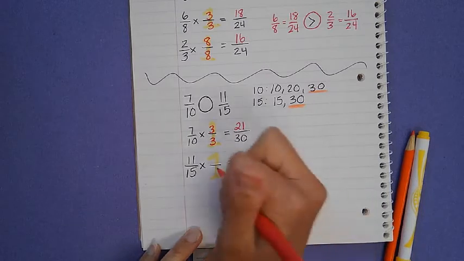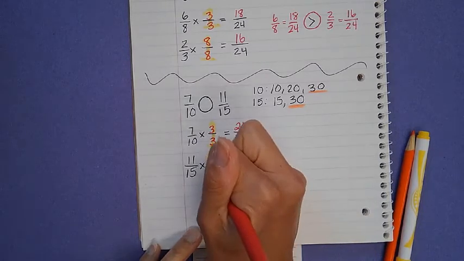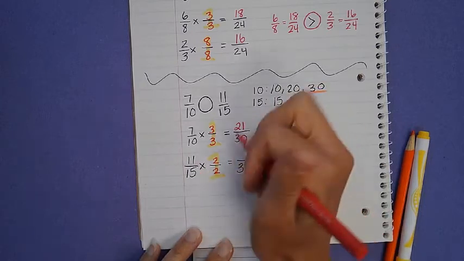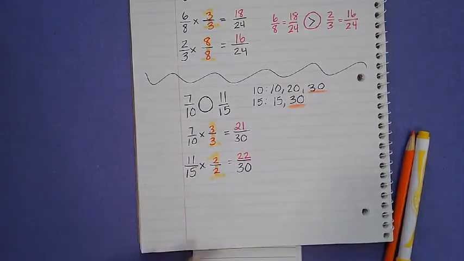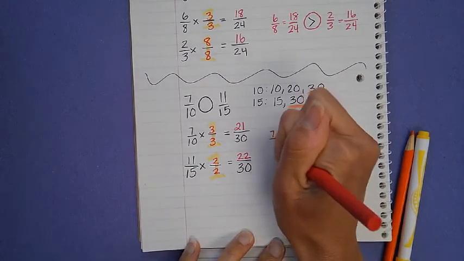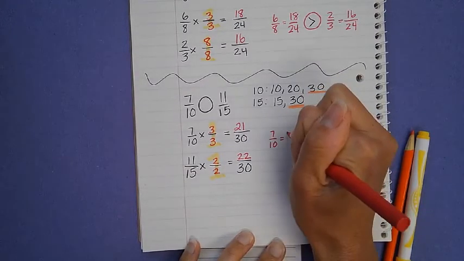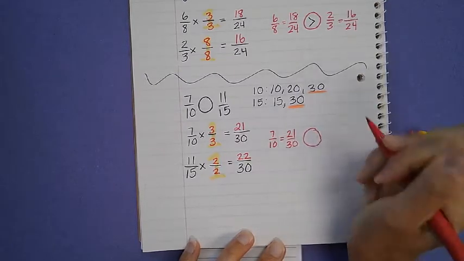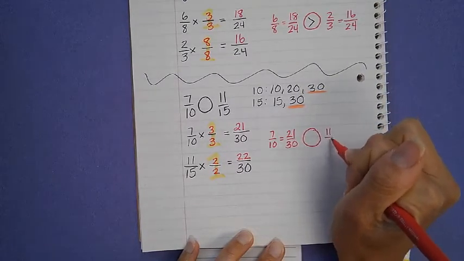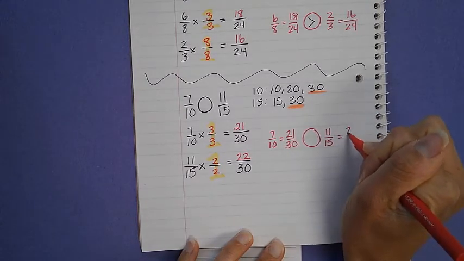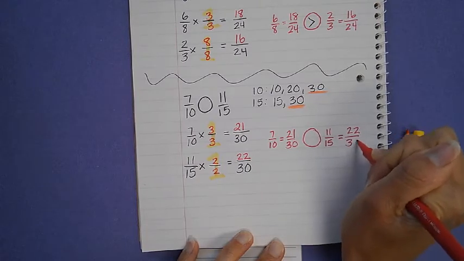15 times something gives me 30. That's going to be 2. I do the same thing to the numerator as I do to the denominator. 11 times 2 is 22. So now I see that I have two fractions, 7/10 and 21/30. Those are equivalent. They mean the same value. And then I have 11/15, and that is equivalent to 22/30.